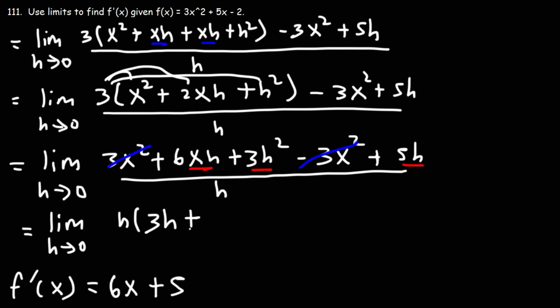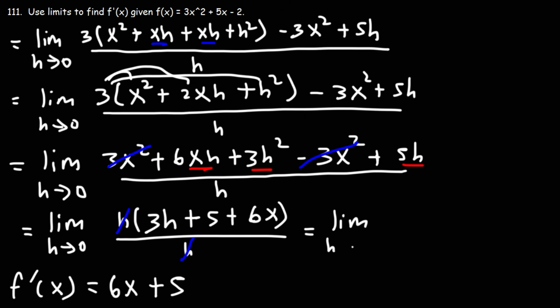And then 5h divided by h is 5. 6xh divided by h is 6x. And this is all divided by h. So now we could cancel an h. And so we're going to have the limit as h approaches 0. This is going to be 6x plus 5 plus 3h if we change the order.